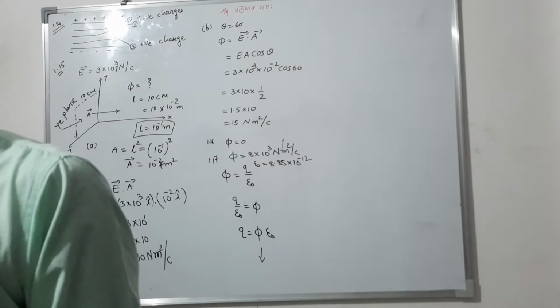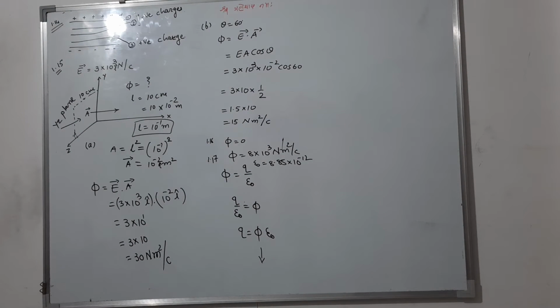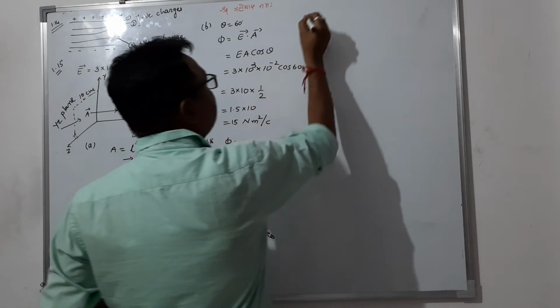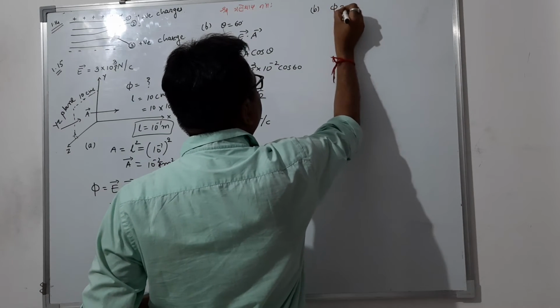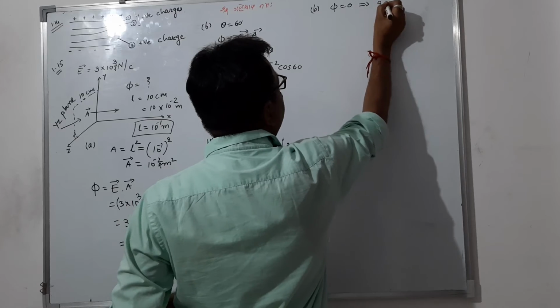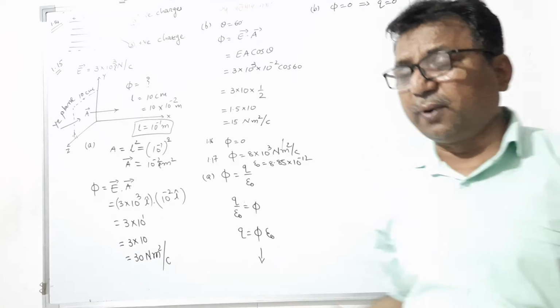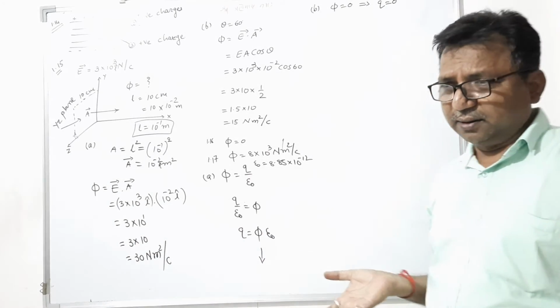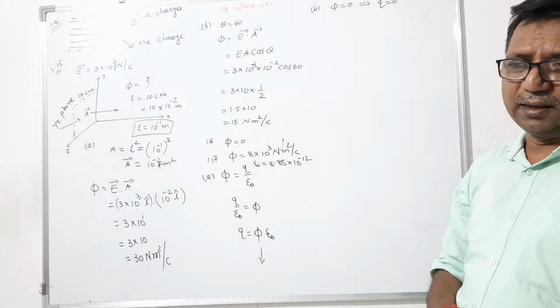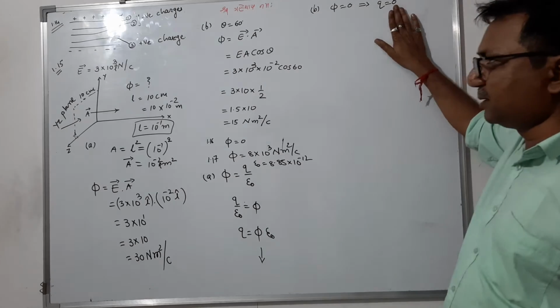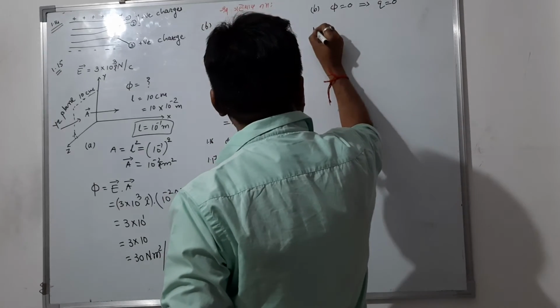And the second question, in this case, you are asked that if the flux is 0, this is A. B said if flux is 0, that means Q is equal to 0. Because if charge is not covered by any body, then flux cannot be created. There must be a charge if you want to create flux. So if flux is 0, then charge is 0. If charge is 0, then flux is 0. So now 1.18.